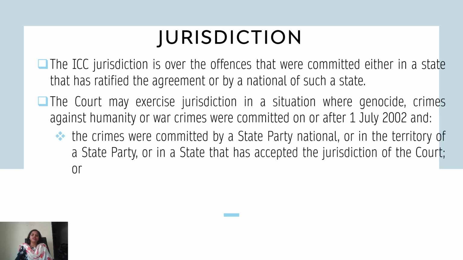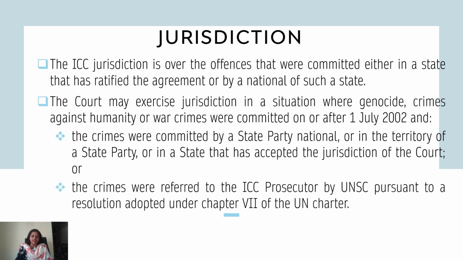The court will have jurisdiction only where the crimes are committed by a state party or a state party national, or in the territory of a state party, or in a state that has accepted the jurisdiction of the court. So, if a state has not accepted the jurisdiction of the court, or it has not signed and ratified the Rome Statute, in that case, ICC cannot have jurisdiction over that state, or over that state's individual, or over a crime that has been committed in the territory of that state.